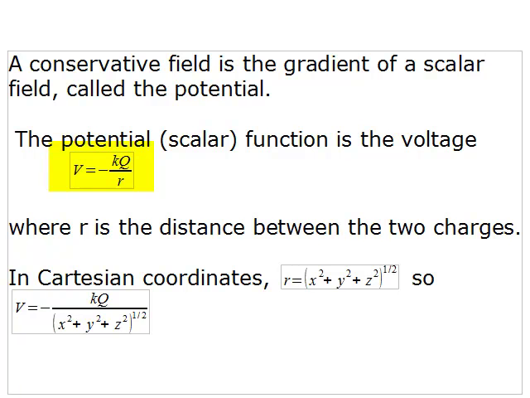Okay, so when you start working this out, you can, of course, just put it into Cartesian coordinates and then take some derivatives to see if it's true.